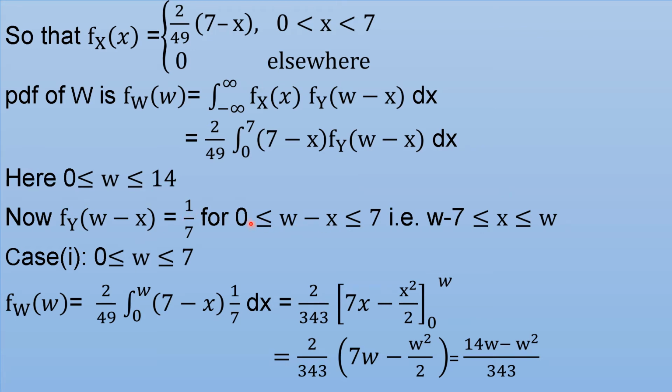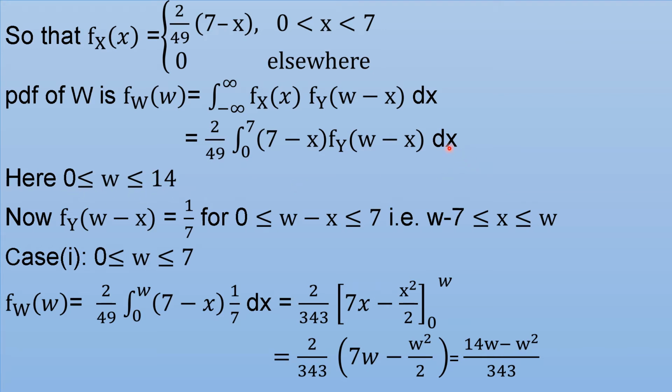Now w minus x is greater than or equal to 0, less than or equal to 7. W minus x is greater than or equal to 0 means x should be less than or equal to w. W minus x is less than or equal to 7 means x should be greater than w minus 7. So from this we get x should be greater than w minus 7, less than or equal to w. And this w, which is the sum of x and y, x lies between 0 and 7, y also lies between 0 and 7, so the sum x plus y or w lies between 0 and 14.